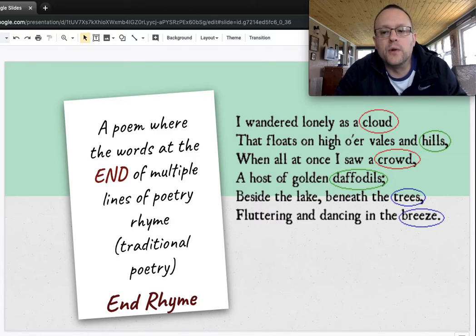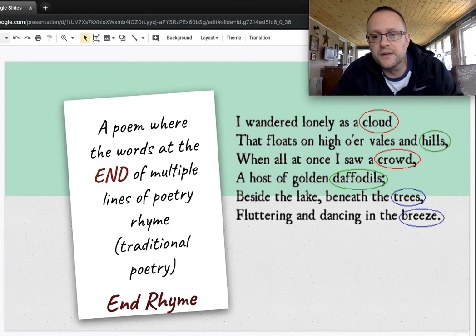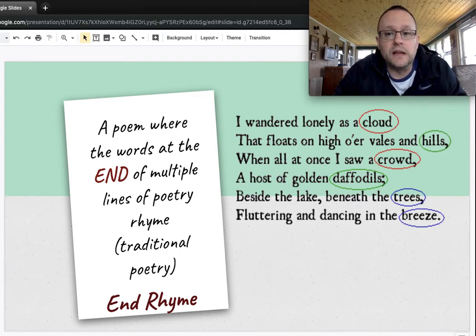So: I wandered lonely as a cloud that floats on high over vales and hills, when all at once I saw a crowd, a host of golden daffodils, beside the lake, beneath the trees, fluttering and dancing in the breeze. So at the end of the lines, I have cloud and crowd rhyming. I have hills and daffodils, and then I have trees and breeze. So because I have my rhyming words at the end of the lines, that's where I'm going to have a specific kind of end rhyme.